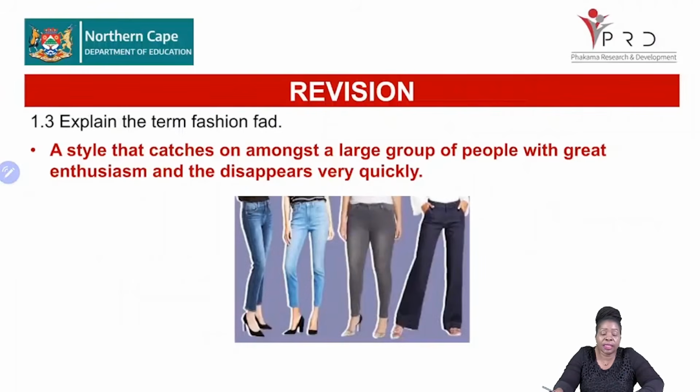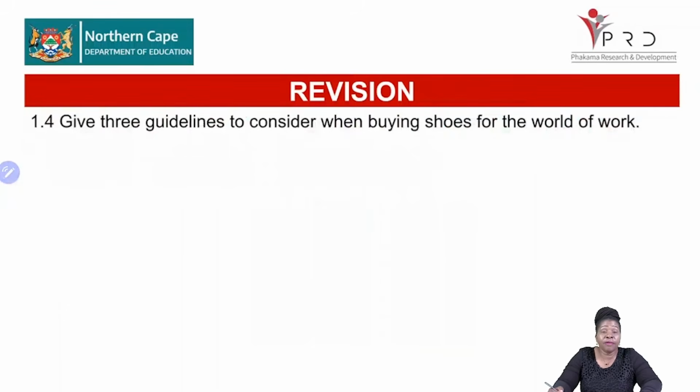So 1.3 says, explain the term fashion fad. This is a style that catches on amongst a large group of people with great enthusiasm, and then it also disappears very quickly. So that's a fashion fad. It comes in very fast and a large group of people want it, and then it also disappears as quickly as it appeared.